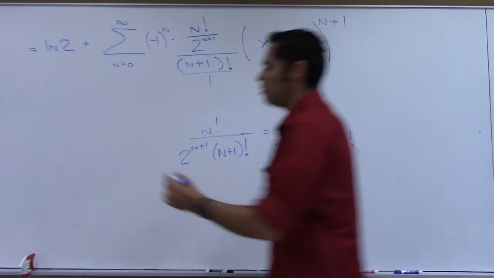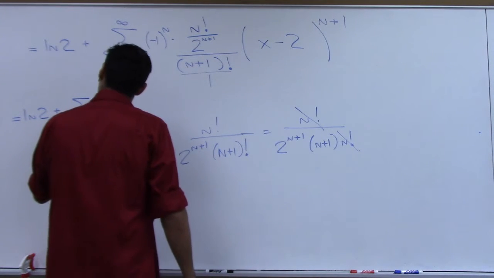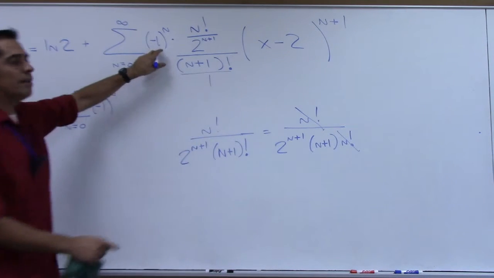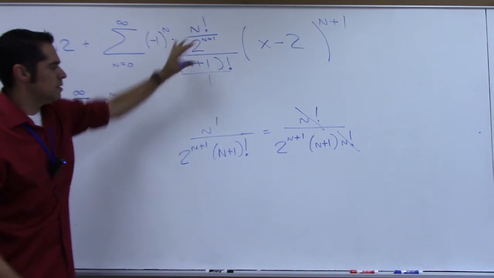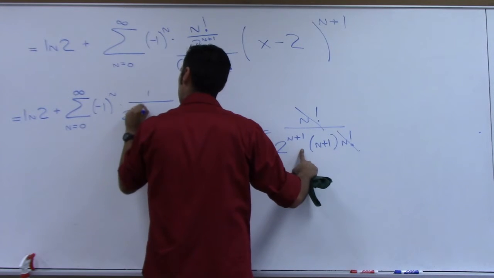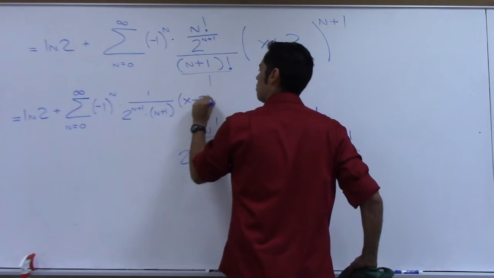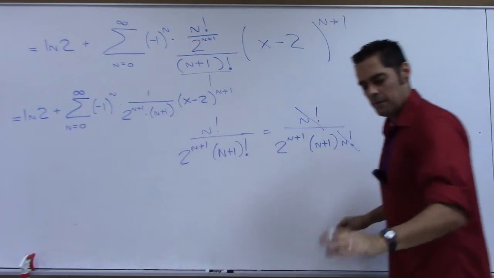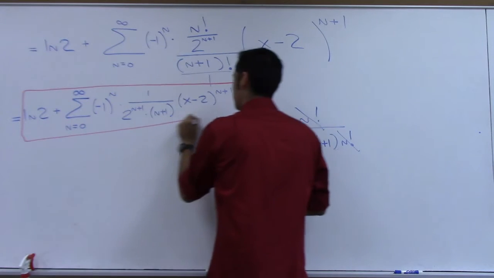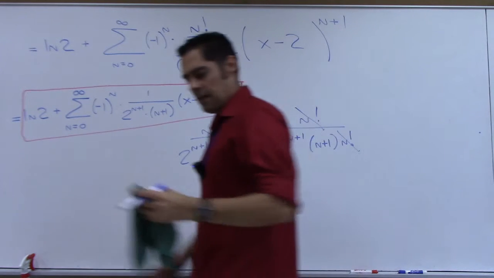So that would leave me with the following Taylor series: natural log 2 plus the sum from n equals 0 to infinity. I still have the negative 1 to the n out there, I didn't touch that. But this stuff turns into 1 over 2 to the n plus 1 times n plus 1, and then I have (x minus 2) to the n plus 1. This is the Taylor series for f of x equals natural log of x about a equals 2.